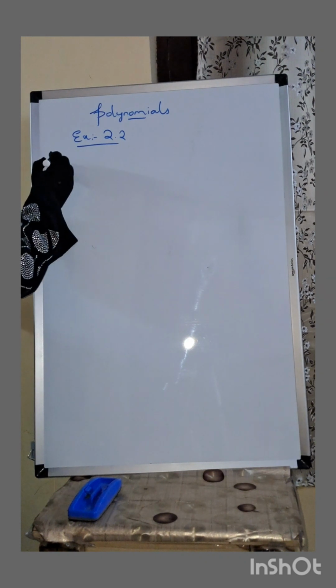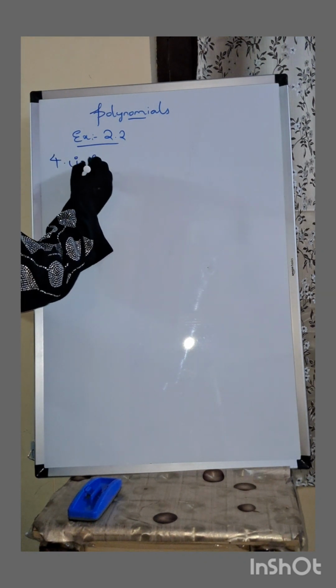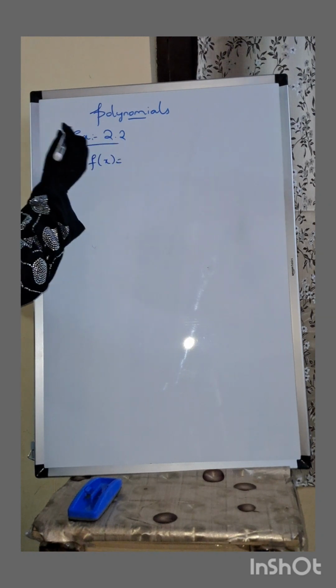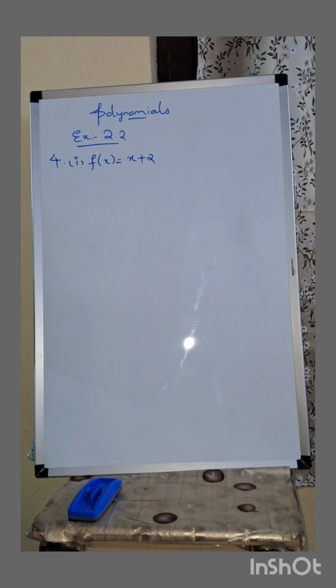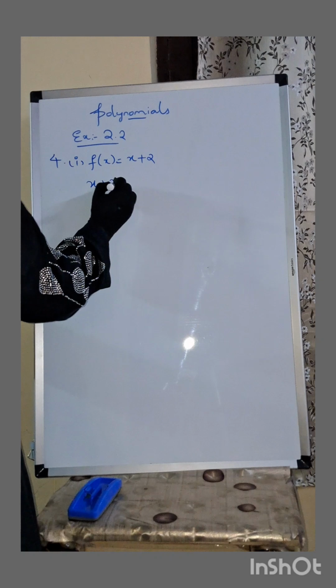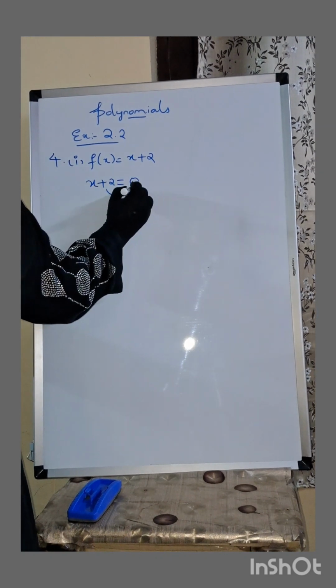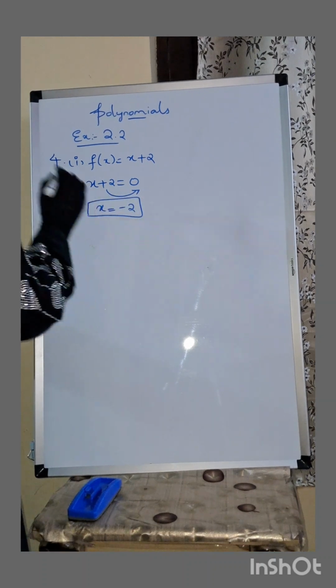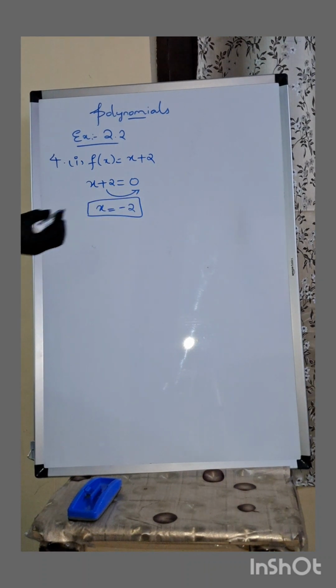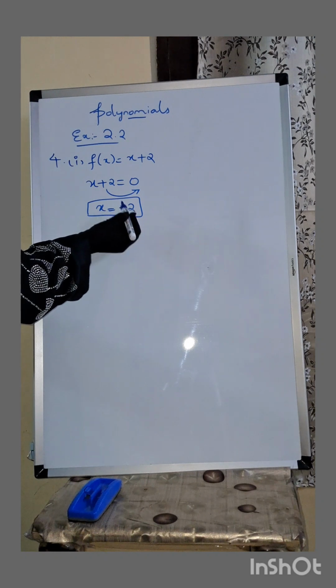Find the 0 of the polynomial in each of the following cases. Your fourth question, the first one is f(x) = x + 2. In this you have to find the 0 of the polynomial, right? So how will you find it? Whenever you are finding the 0 of the polynomial, the equation should be equal to 0. So here it means x + 2 = 0. If I send +2 to that side, it will be -2. That's it. You just need to find the 0 of the polynomial. Here -2 is nothing but the 0 of the polynomial.